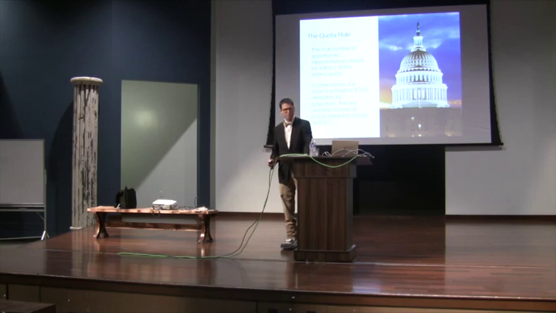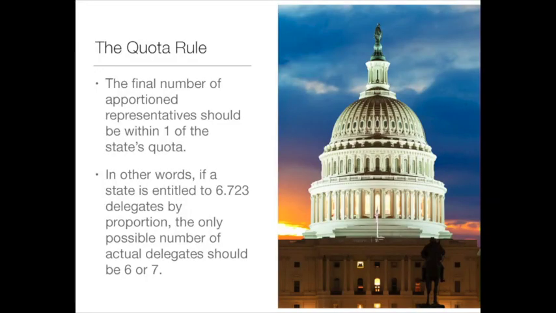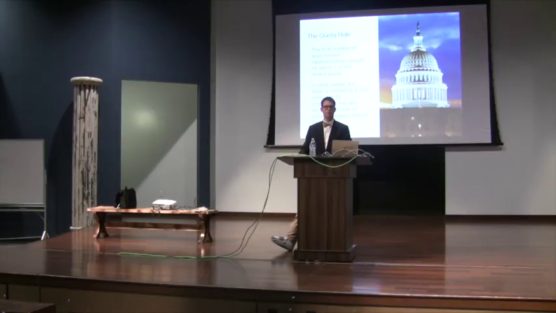It violates something we call the quota rule. The quota rule says that the final apportioned number should be within 1 of your actual literal number. I can't give you 6.723 seats, but by goodness, we should give you at least 6 or 7, and it shouldn't be anything different. And Jefferson's method absolutely violates that quota rule. So it seems that it should be utterly disqualified.